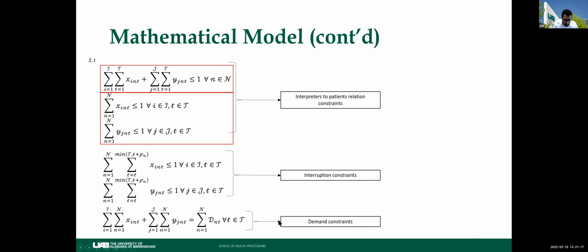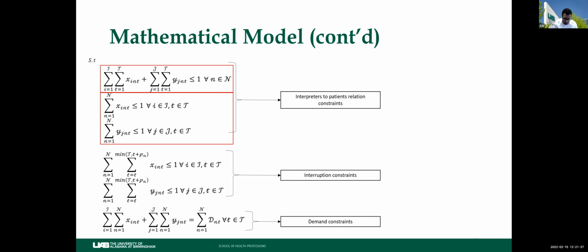And then we have the demand constraint, which means that we have to cover the demand. All the demand has to be covered. All the patients have to be covered throughout the day. We need an interpreter for the inpatient, outpatient, and emergency patient.